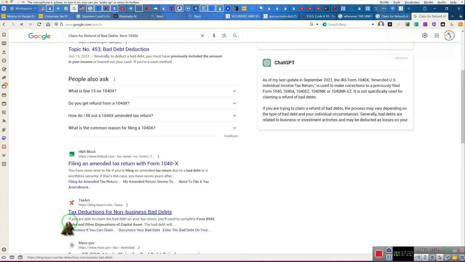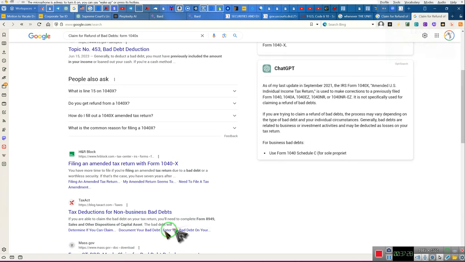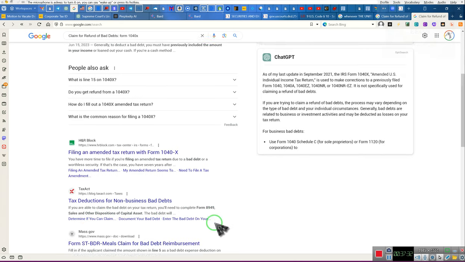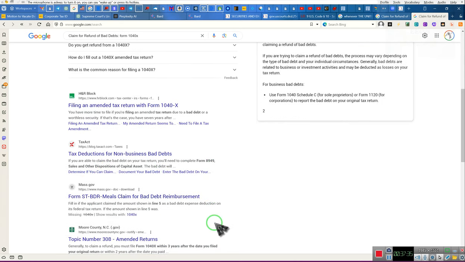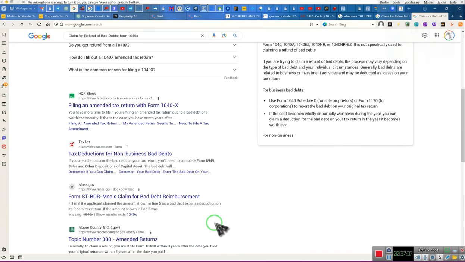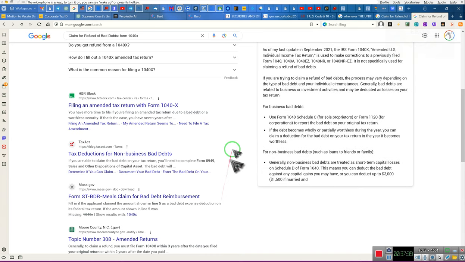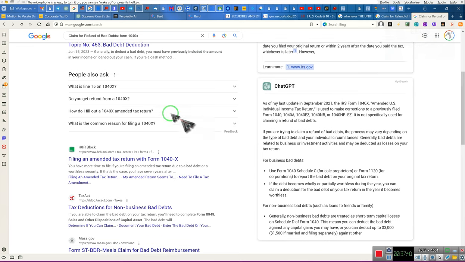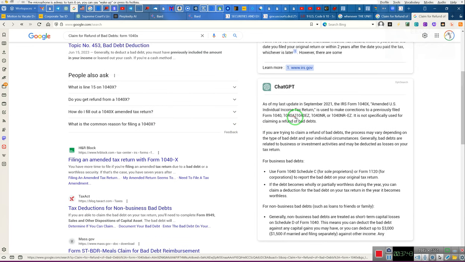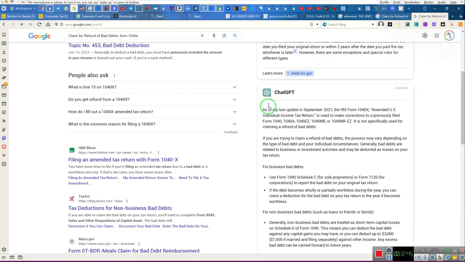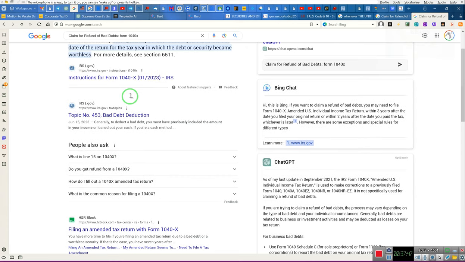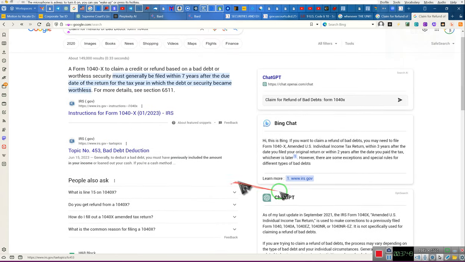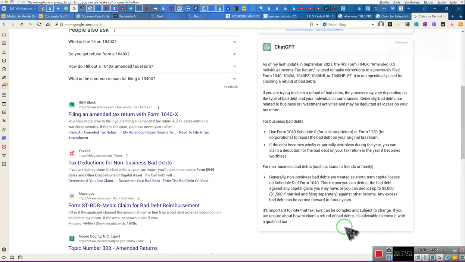Okay? If you are able to claim a bad debt on your tax return, you need to complete Form 8949, Sales and Other Disposition of Capital Assets. Ladies and gentlemen, there are just a couple of forms y'all need to fill out. Okay? And what this thing is doing right now is reading IRS Tax Topic 453. That's what this is reading right here. I can tell by what it's writing.